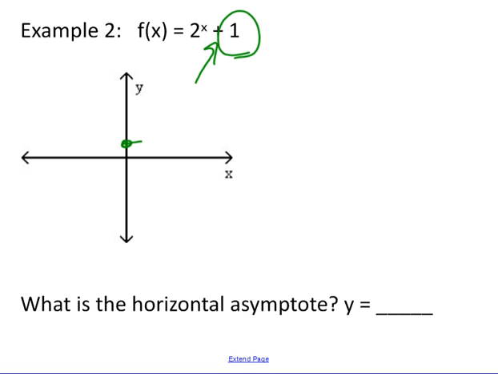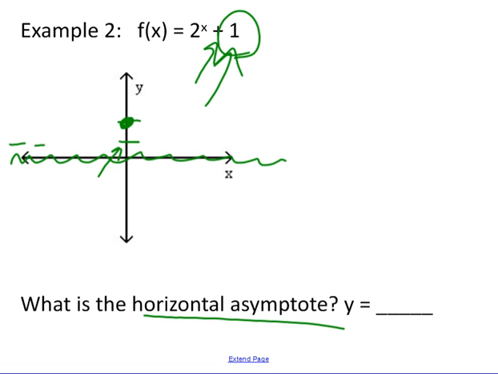Since this is positive, that means shift it up. So normally our graph goes through that point right there, (0, 1). But since we've shifted it up 1 unit, it's now going to go through the point (0, 2). Traditionally, the horizontal asymptote is at y equals 0. But that also gets shifted up 1 unit.